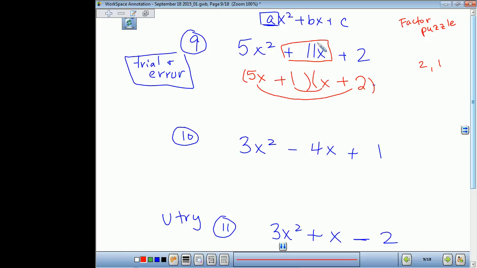So you kind of have to play with it. You have to use trial and error. You think about what the possible factors are, and then you just kind of move them around until when you do the outer and the inner part of FOIL, when you do this multiplication, you end up with that middle term.